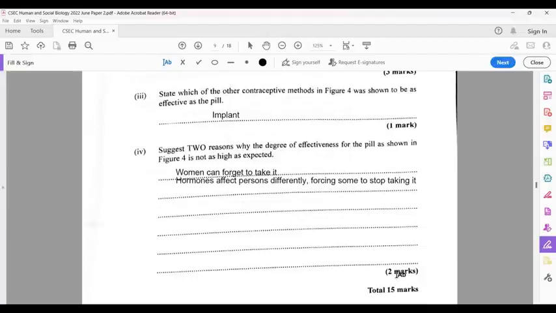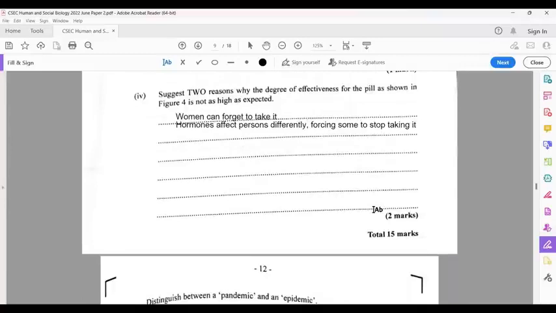And this will be 15 marks. So this was a nice way to combine the topics whereby they combined hereditary and variation with reproduction.